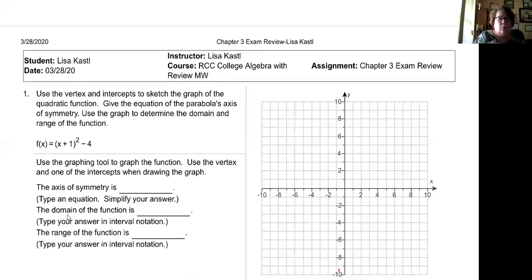In this video, we're going to look at the Chapter 3 exam review. Question 1 in your exam review asks you to use the vertex and intercepts to sketch the graph of a quadratic function. Give the equation of the parabola's axis of symmetry. Use the graph to determine the domain and range of the function.